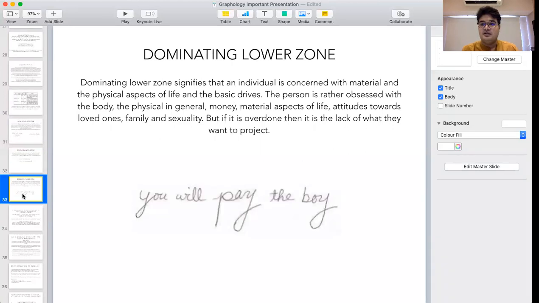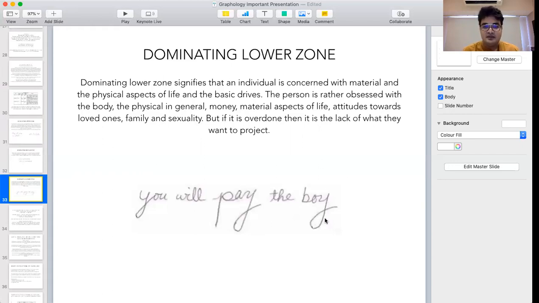And last but not the least, let's talk about the dominating lower zone. Dominating lower zone signifies that an individual is concerned with material and the physical aspects of life and the basic drives. This particular person is rather obsessed with the body, the physical in general, money, material aspects of life, attitudes towards loved ones, family, and sexuality. But if it is overdone, then it is the lack of what they want to project.